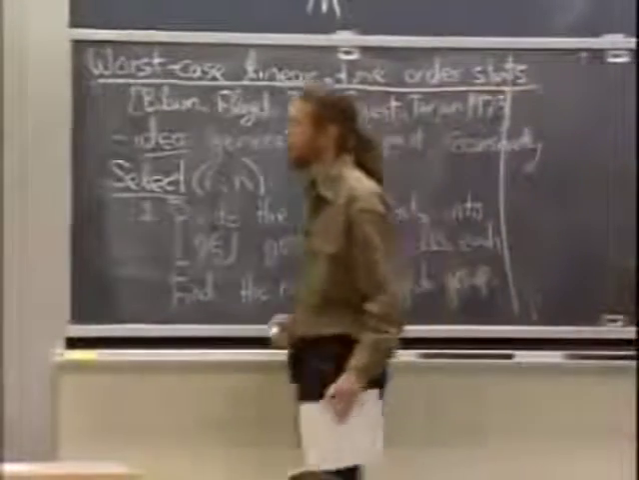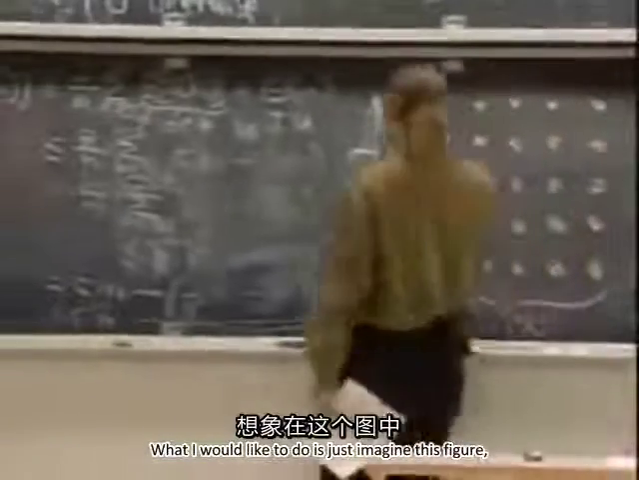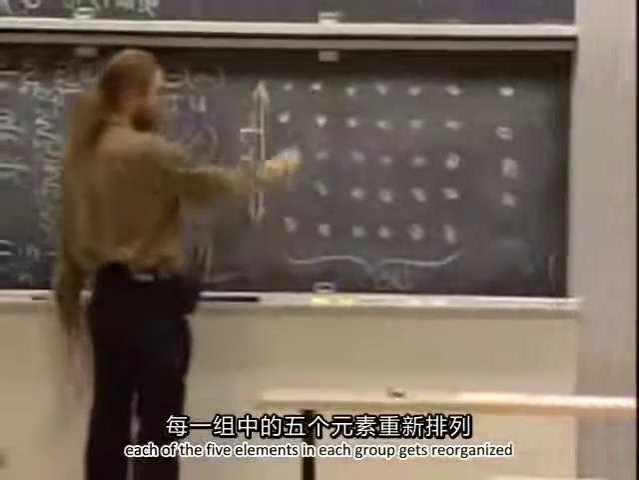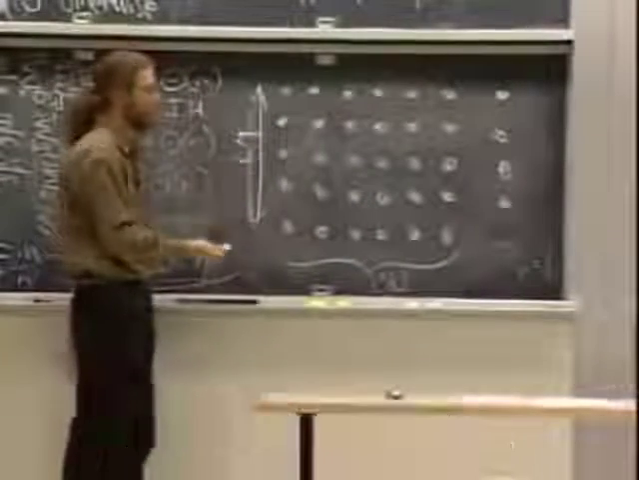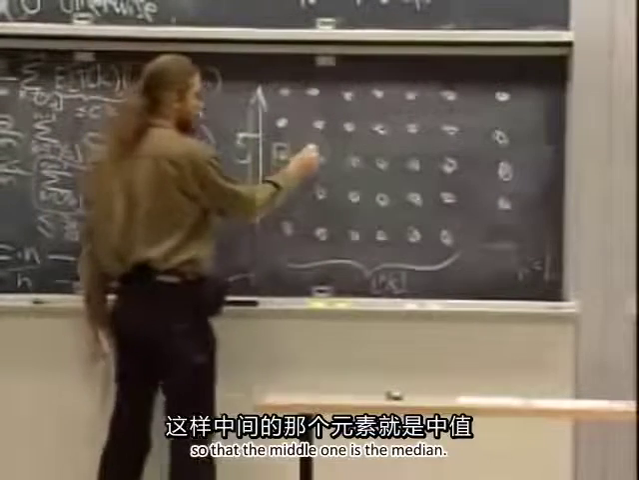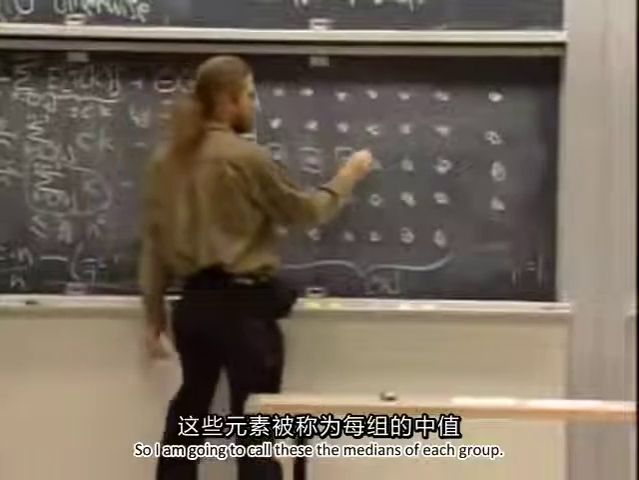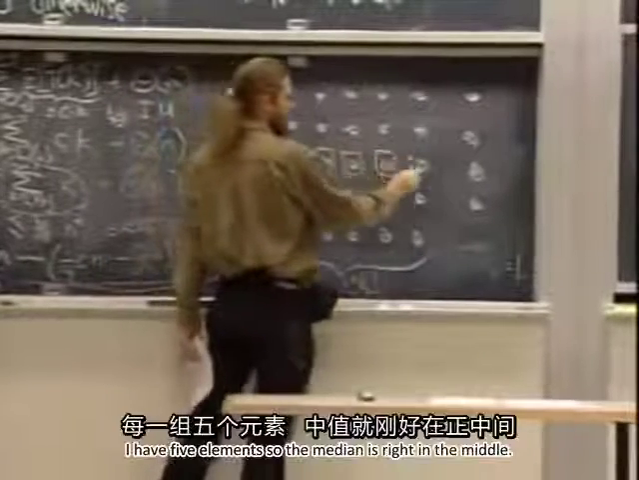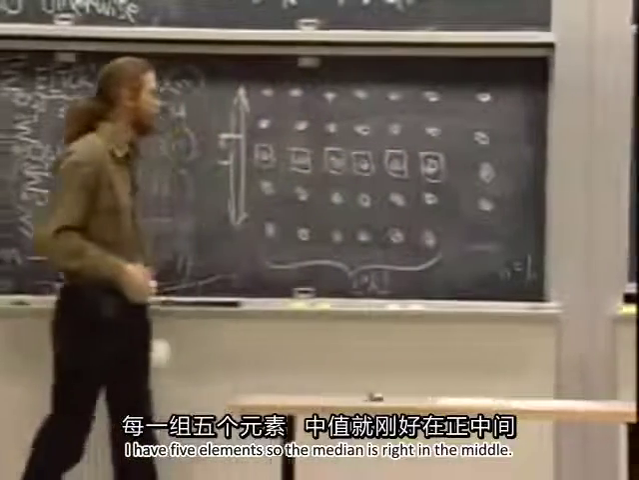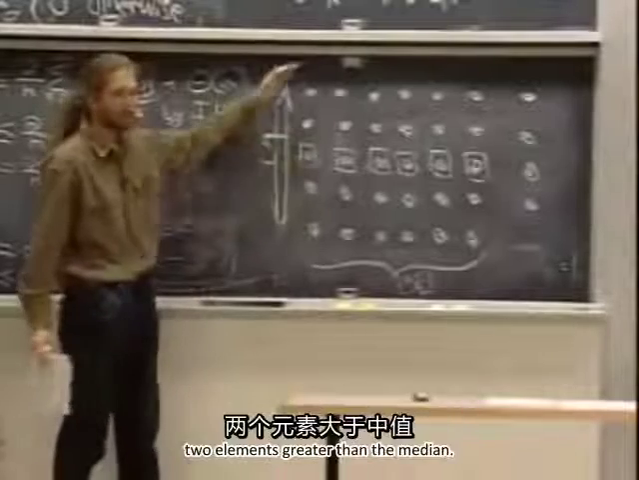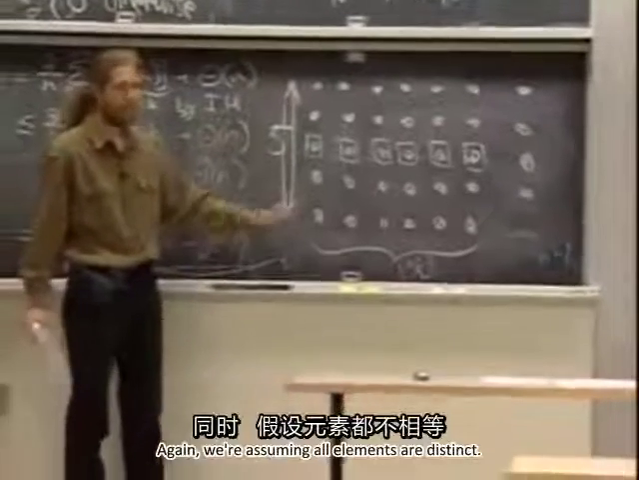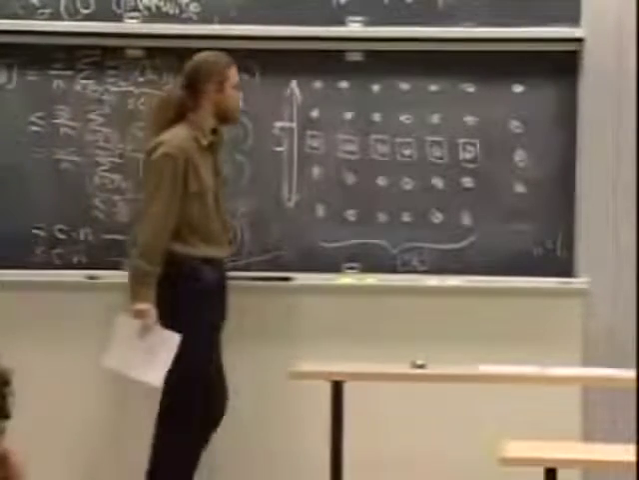Okay, so what I'd like to do is just imagine this figure. Each of the 5 elements in each group gets reorganized so that the middle one is the median. So I'm going to call these the medians of each group. I have 5 elements, so the median is right in the middle. There's 2 elements less than the median, 2 elements greater than the median. Again, we're assuming all elements are distinct. Okay, so there they are.